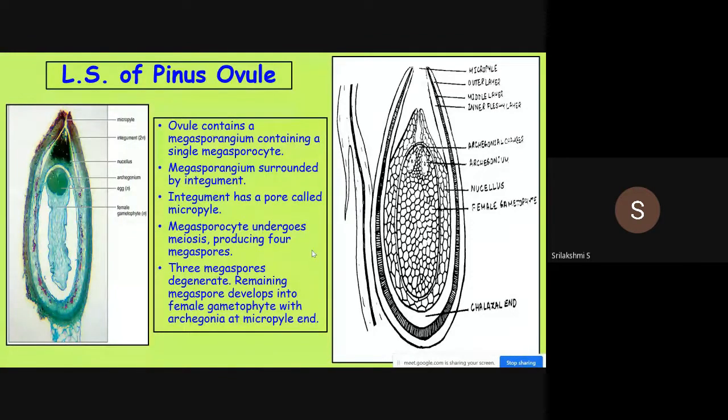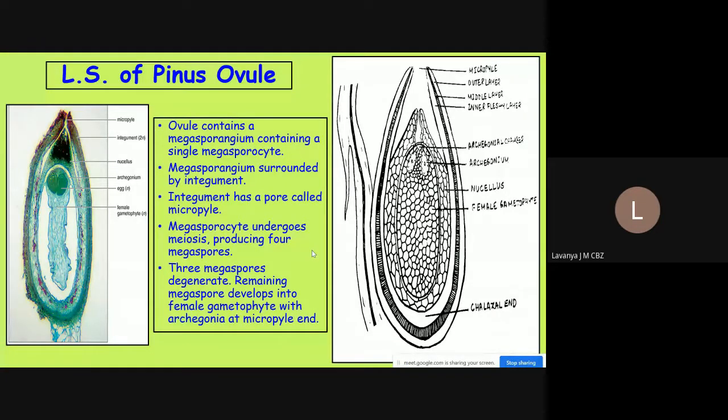Do you remember the Pinus ovule slide, which was probably focused under the dissection microscope? Did you observe it under the dissection microscope? How were they? Do you remember how many ovules were there? Don't remember.